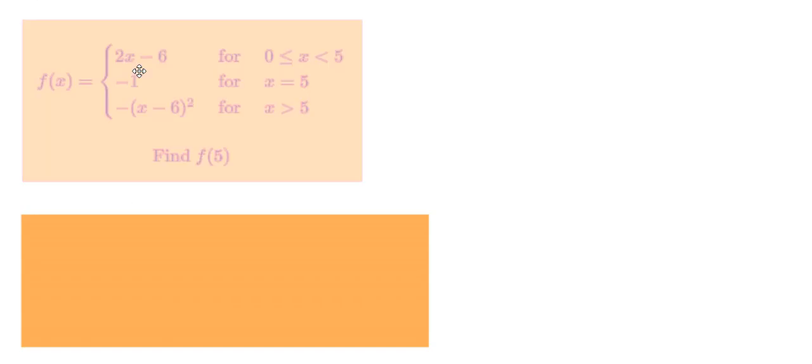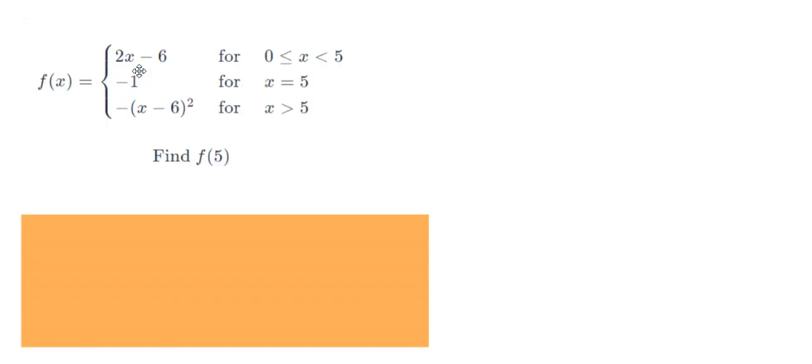All right, what else are you going to see on Delta Math? You might see a piecewise that has 3 parts to it. This one looks like when x is greater than or equal to 0 and less than 5. If we looked at the graph, we're going to see a line. The equation of the line would be 2x minus 6. When x is equal to 5, we're just going to see a point at where y is equal to negative 1, or that point would be 5 comma negative 1.